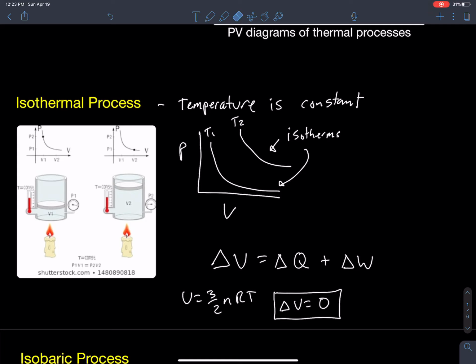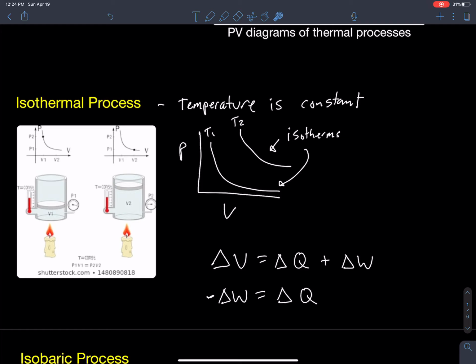In that case, if that's true, then negative delta W is going to be equal to delta Q. So the amount of heat that is put in is going to be equal to the amount of work done by the system. Okay, now an important thing that we're going to have to figure out is what is the sign for delta Q of a system, if heat is going in or if heat is going out. Is it positive if heat is going in, or is it negative if heat is going in?